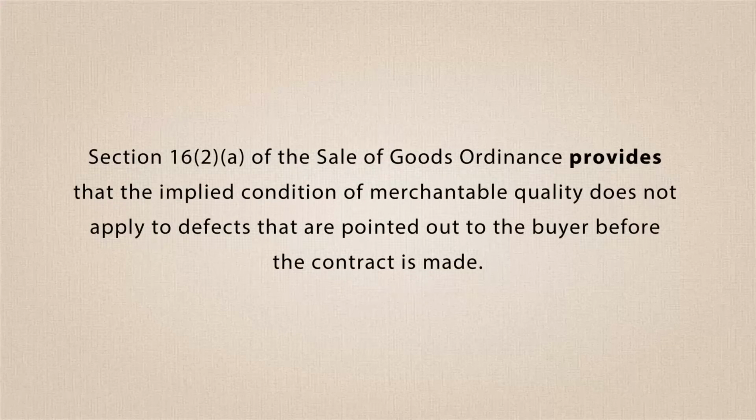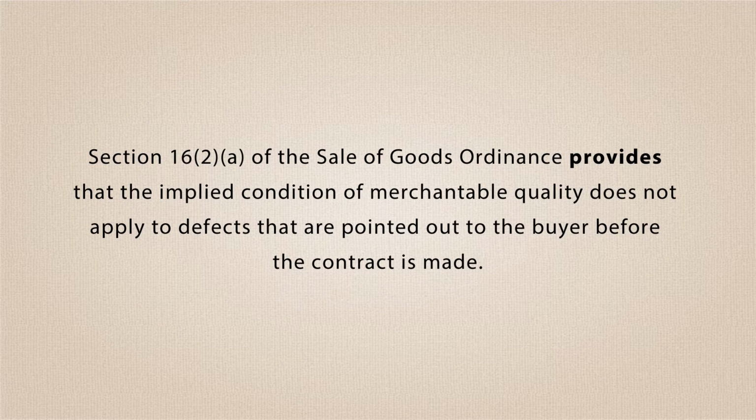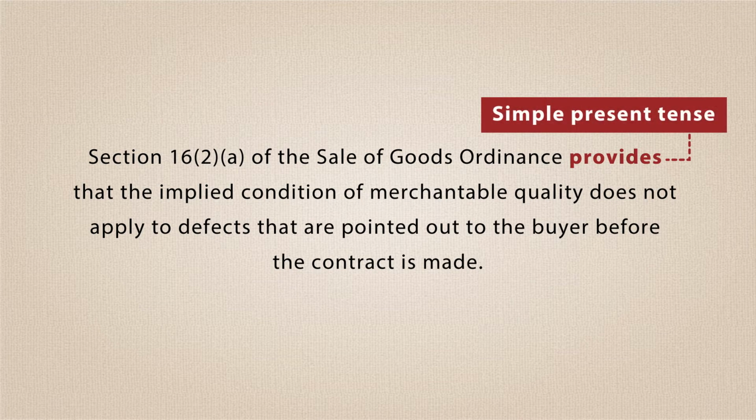It might sometimes be necessary to paraphrase, as in this example. Section 16.2a of the Sale of Goods Ordinance provides that the implied condition of merchantable quality does not apply to defects that are pointed out to the buyer before the contract is made. In this example, the reporting verb provide is used. Also note that it is in simple present tense to show that the statute is currently in effect.